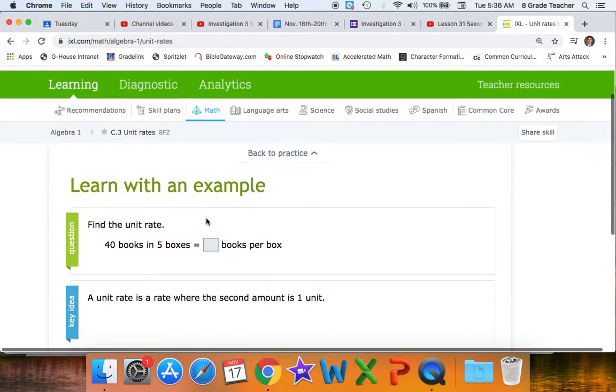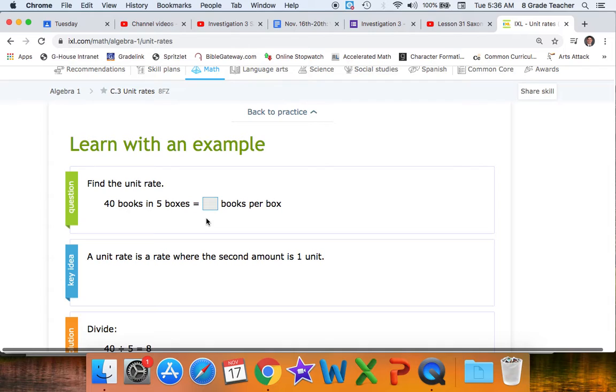Here I've clicked on Learn with an example to see what one of these problems looks like and how you go about solving it. The whole idea behind solving with a unit rate is that you want to get the second amount as a single unit. So in this case, it says find the unit rate when you've got 40 books in 5 boxes. As in, how many books are you going to have per box, per one box? So you're trying to get that second unit to a value of 1. Well, how do you go about doing that?